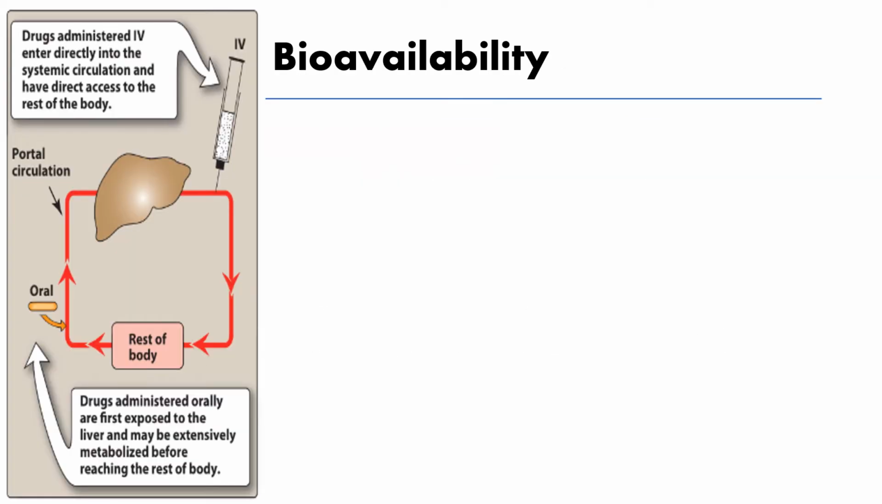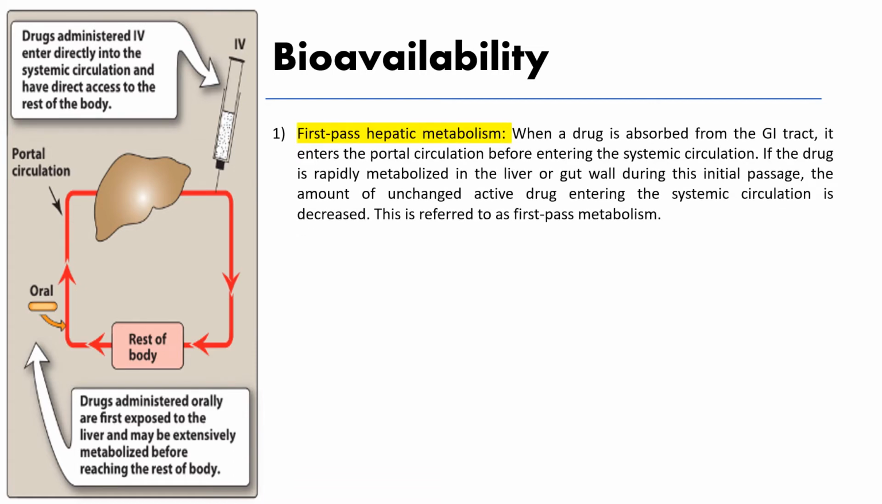Next is bioavailability. Factors affecting the bioavailability include number one, first pass hepatic metabolism. When a drug is absorbed from the GI tract, it enters the portal circulation before entering the systemic circulation. If the drug is rapidly metabolized in liver or gut wall during this initial passage, amount of unchanged active drug entering the systemic circulation is decreased. This is referred to as a first pass effect.